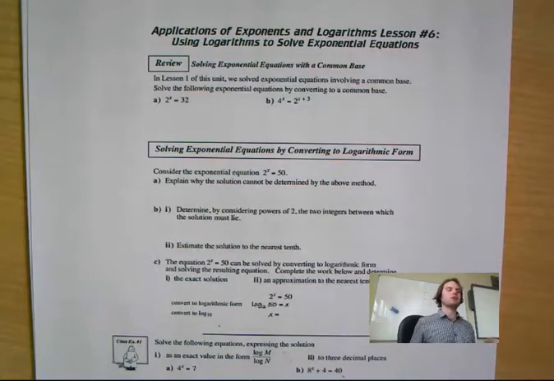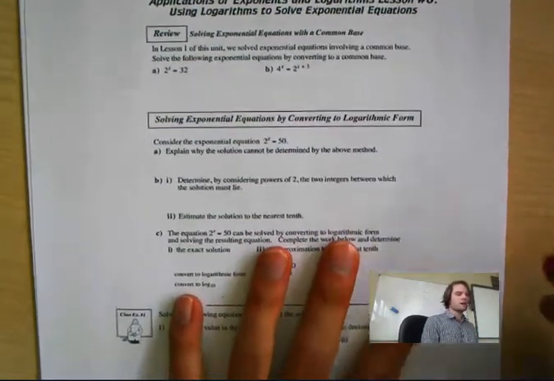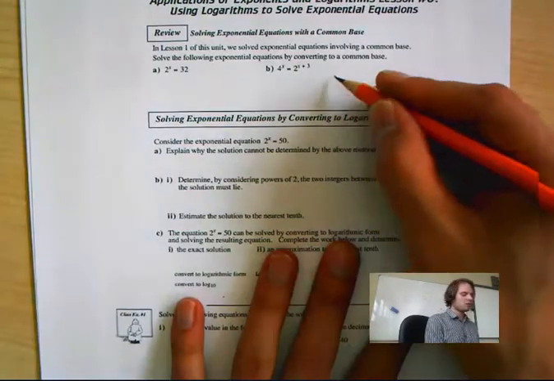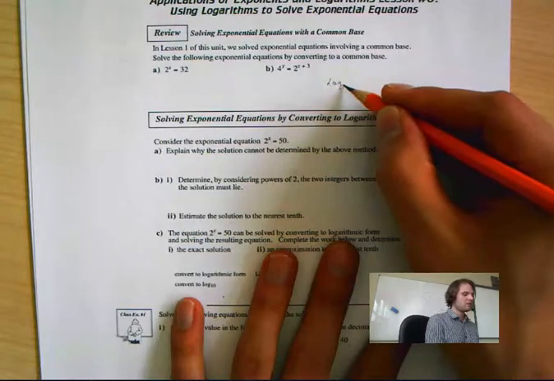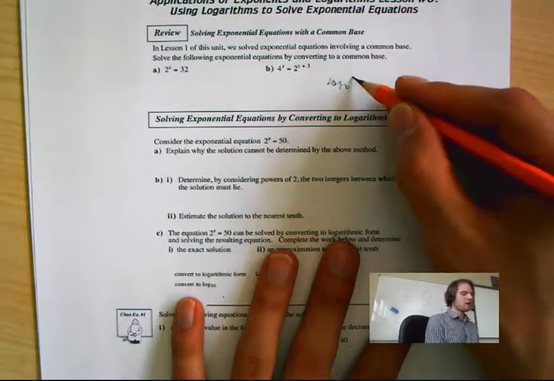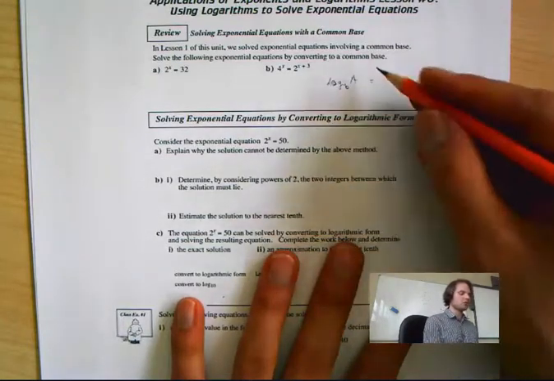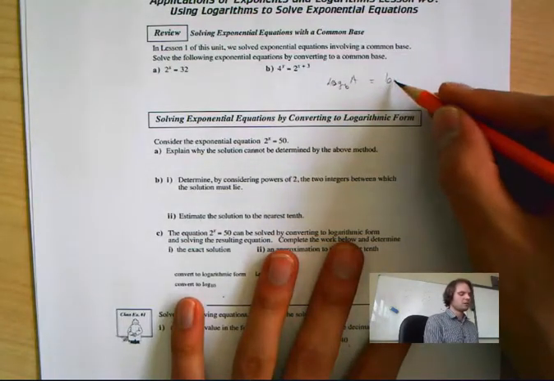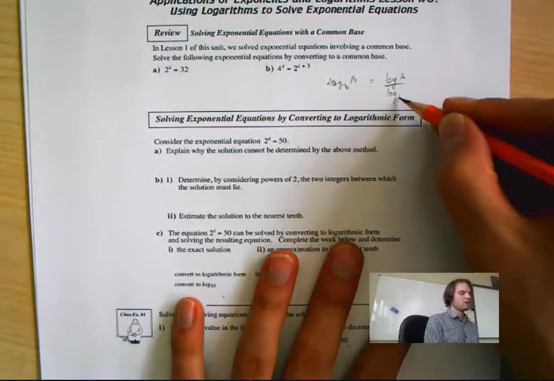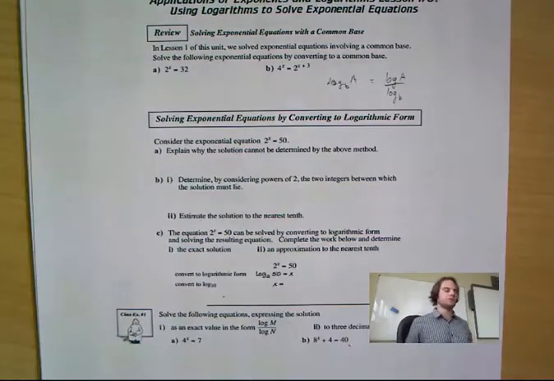Welcome back, Math 30-2. Today we are going to look at using logarithms to solve exponential equations. So essentially what we're going to also look at is this rule here, how we have log base B of A, how that is actually equal to log A over log B. And I'm going to show you why that is here soon.